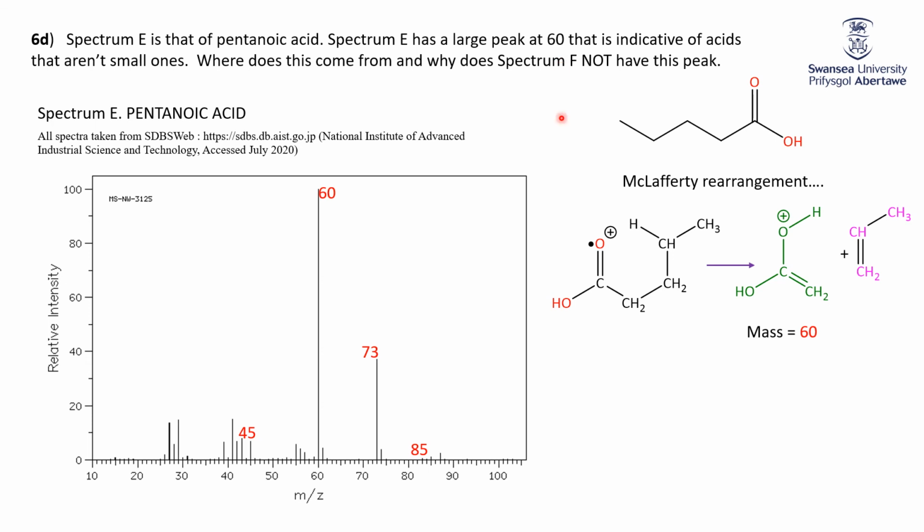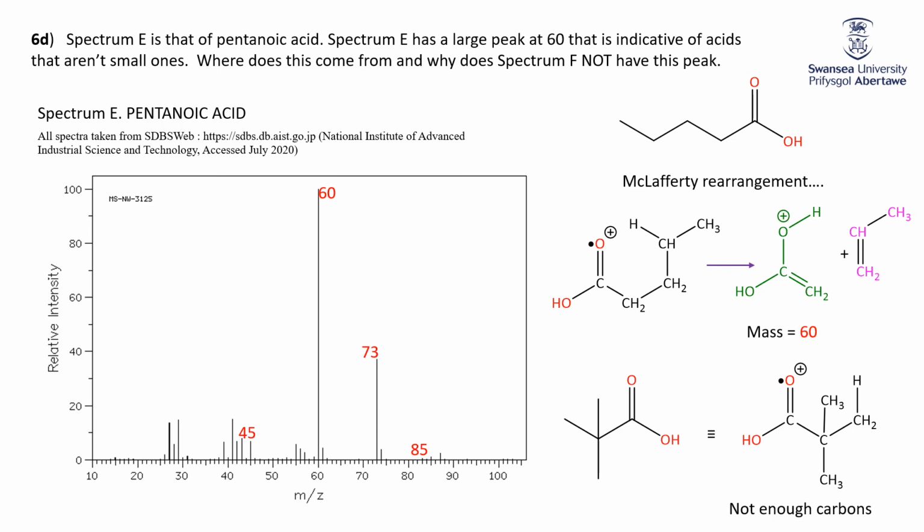Now, why would spectrum F not have this peak? Well, we need a six-membered ring. So oxygen is 1, carbon 2, carbon 3, carbon 4. It doesn't matter which one of these I use for carbon 4, the hydrogen would only be the fifth member of the six-membered ring. So you simply don't have enough carbons there.